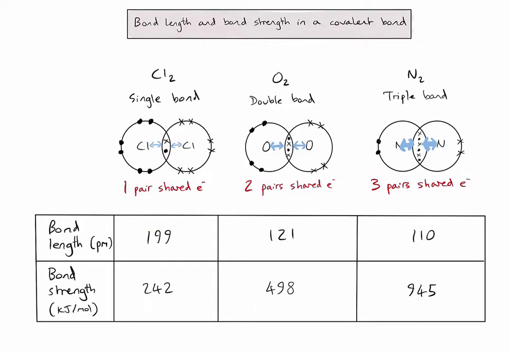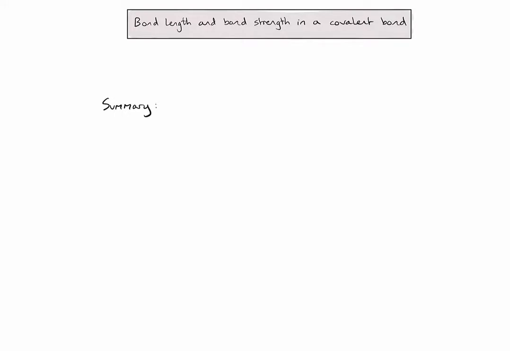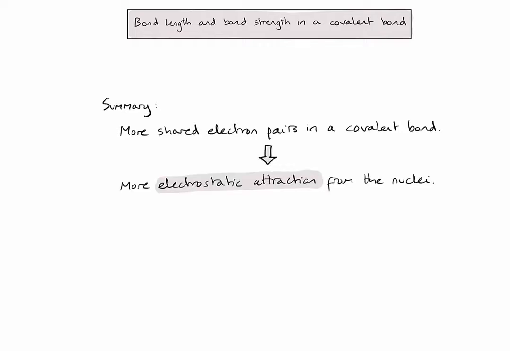Let's now summarise the key points from this video. Very simply, the more shared electron pairs there are in a covalent bond, the more electrostatic attraction there will be between that electron pair and the nucleus. And if there's more electrostatic attraction between the nuclei and the shared electrons, a bond will be shorter and stronger.